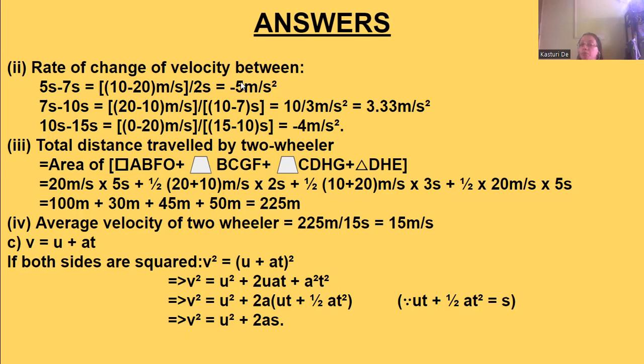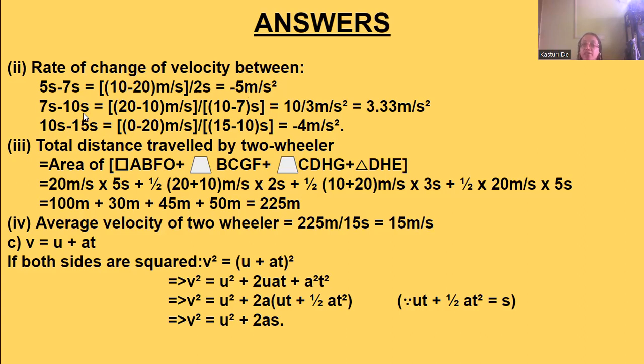Change in velocity means acceleration. So we are finding the acceleration. Initial velocity was 20, then final velocity was 10. So 10 minus 20 by 2, that means minus 5 meters per second square.